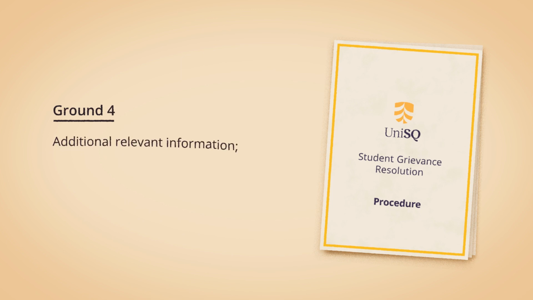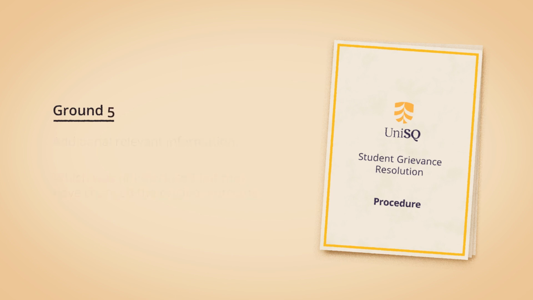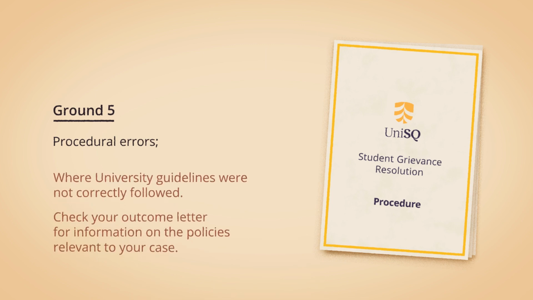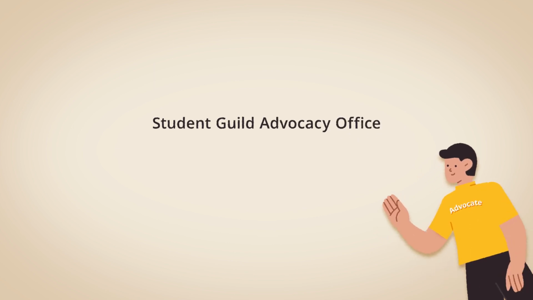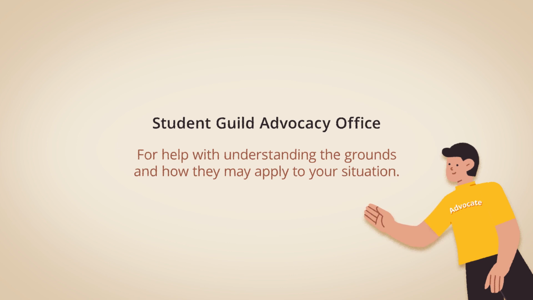4. There is additional relevant information which was not disclosed that may have changed the original outcome. 5. There were procedural errors where university guidelines were not correctly followed. Check your outcome letter for information on the policies relevant to your case. Identifying the grounds of your review is critical to drafting your review statement. Contact the Student Guild Advocacy Office for help with understanding the grounds and how they may apply to your situation.